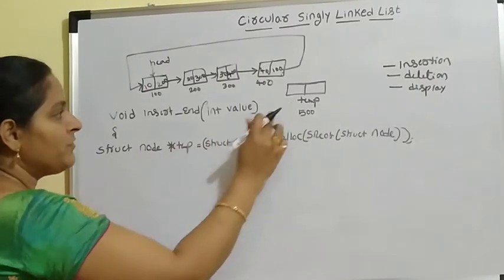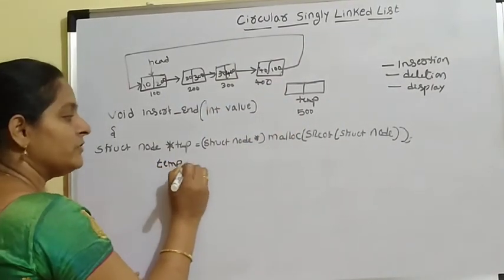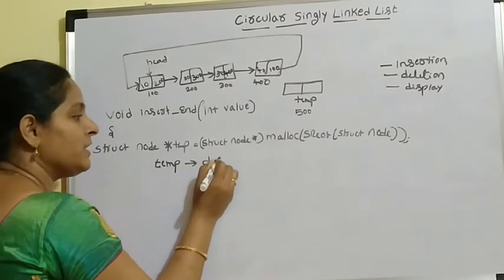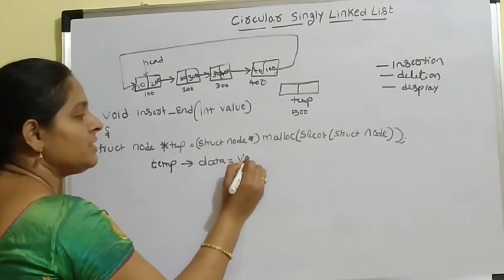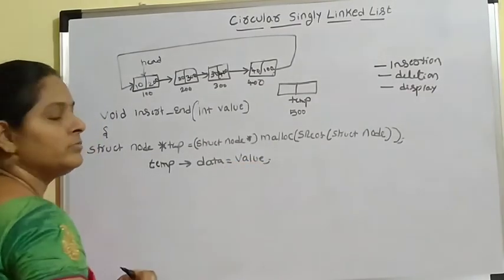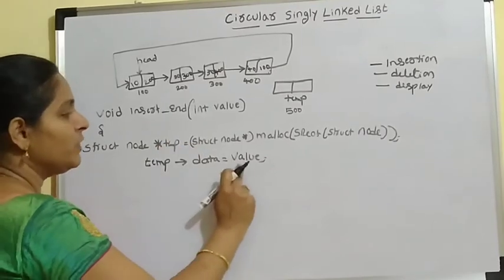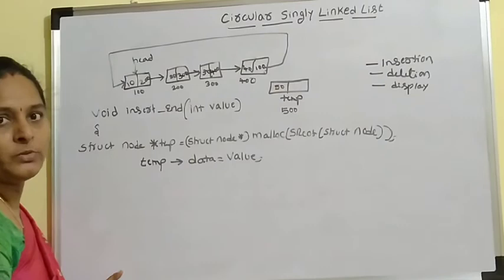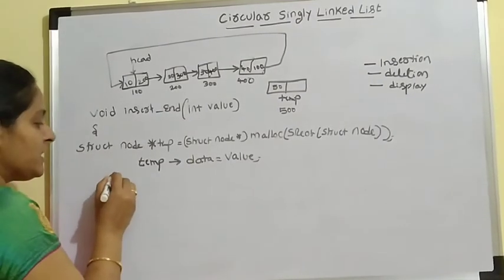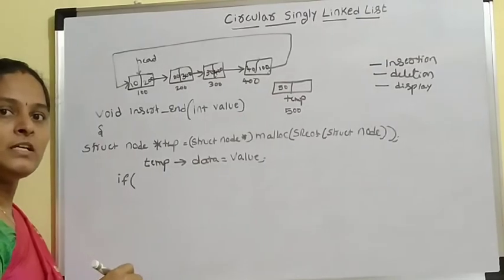Now after creating the node, what I need to do is first insert the data in the data part of the node. So temp to data equal to whatever value you want to insert. Suppose I want to insert 50. So temp to data equal to 50, so that 50 is placed in the data part of the temp node. Now before inserting the node into the list, first we need to verify whether the list is empty or not.